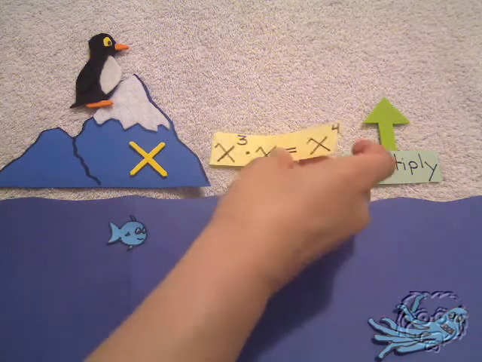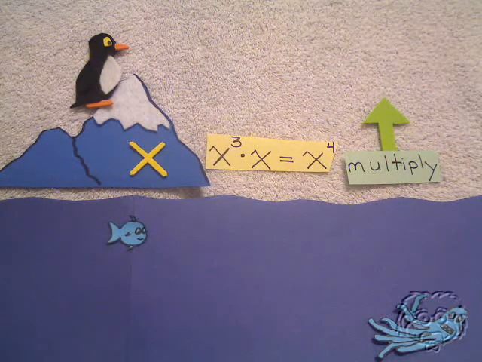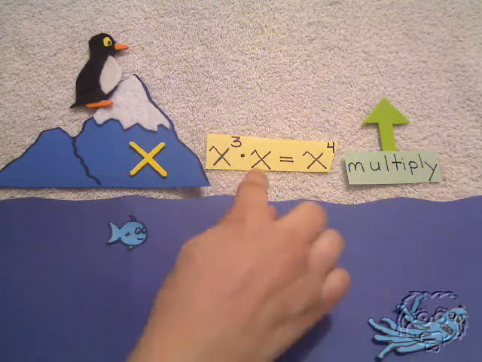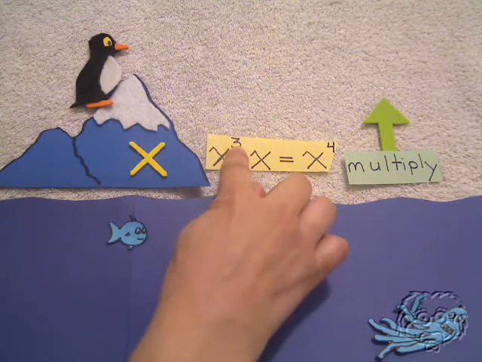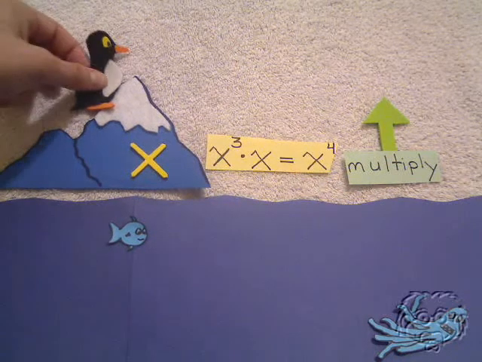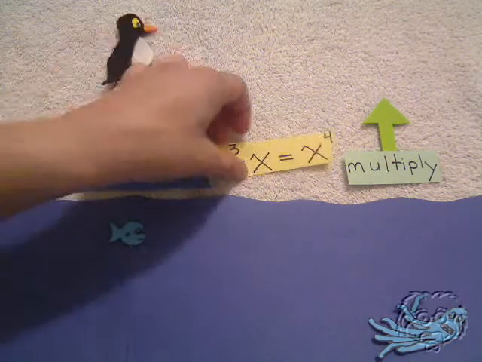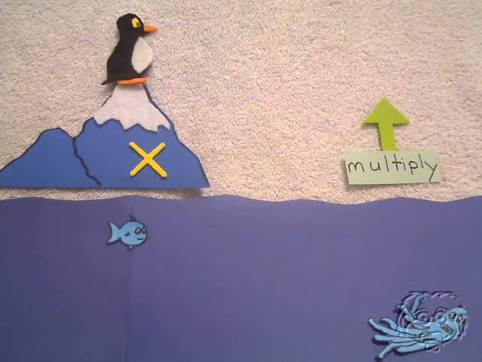Let's try again. What if we multiply x cubed times x? Well, again, x cubed times x is x to the 4th. Since we multiplied, the exponent increased, this time from 3 to 4. So Danny the Penguin made it to the top of Exponential Mountain, but then he looked down and the ocean looked nice and cool, and so he decided he wanted to go swimming in the ocean. So he had to get back down.